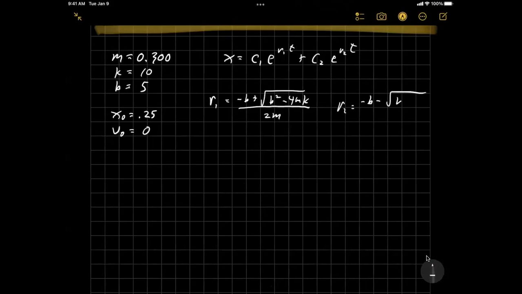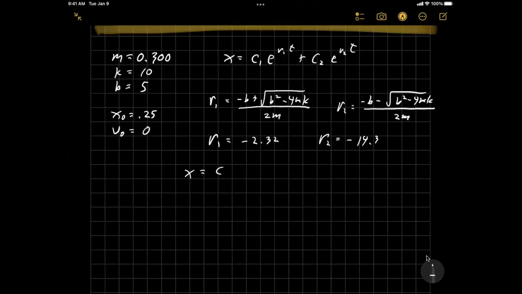Minus the square root of b squared minus 4mk all over 2m. For the sake of efficiency in this video, I'm just going to give you those values. So R1 ends up being negative 2.32. You can just sub the numbers from the parameters at the left. And R2 ends up being negative 14.3. Okay, now this is interesting to pause and note.